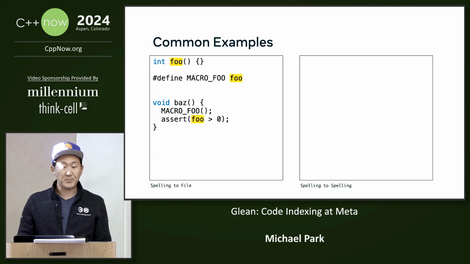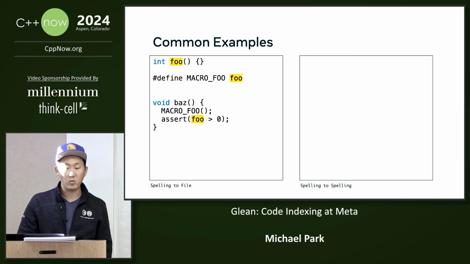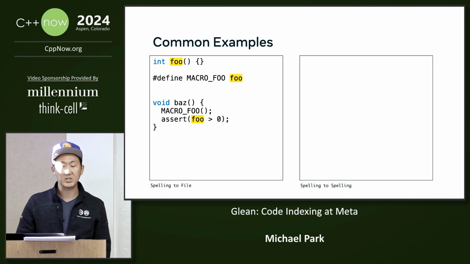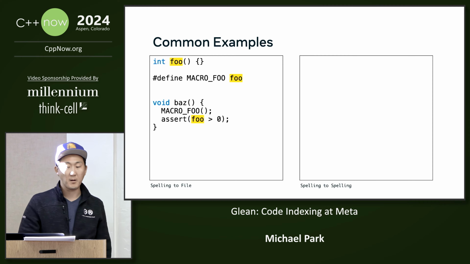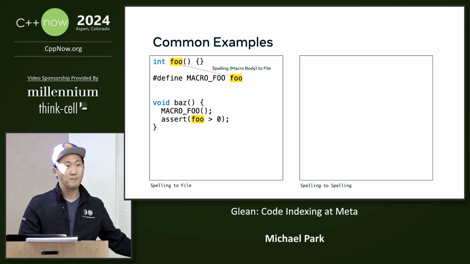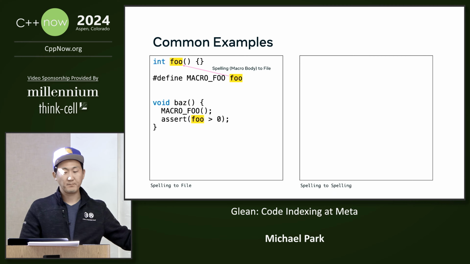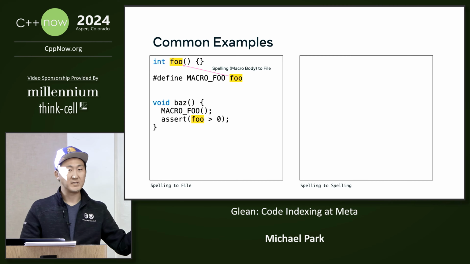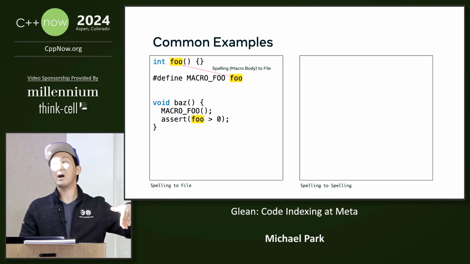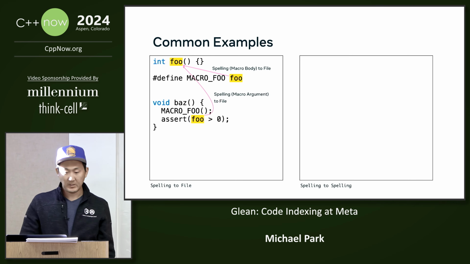We also have spelling to file. So here's one where the macro foo will expand to foo. And so this is a spelling macro body to file, right? So this will be like the stats example that we saw. Inside the macro definition, you're going to jump out to a file location.